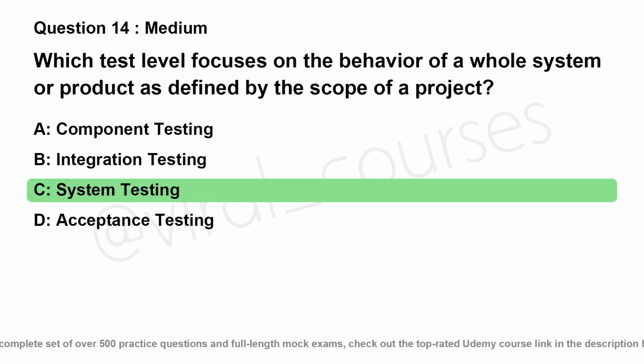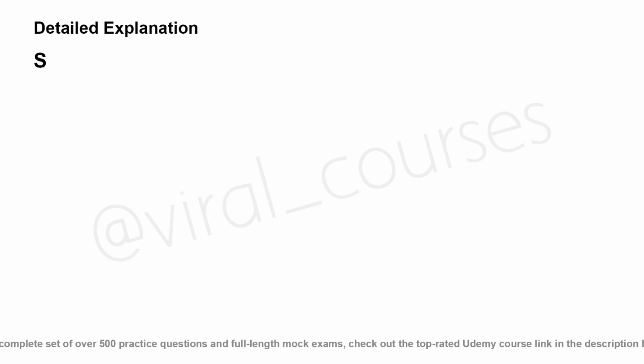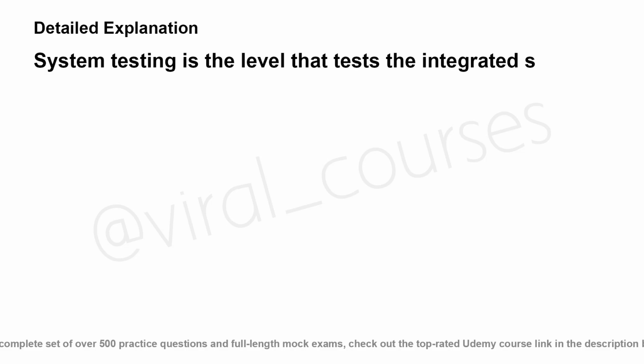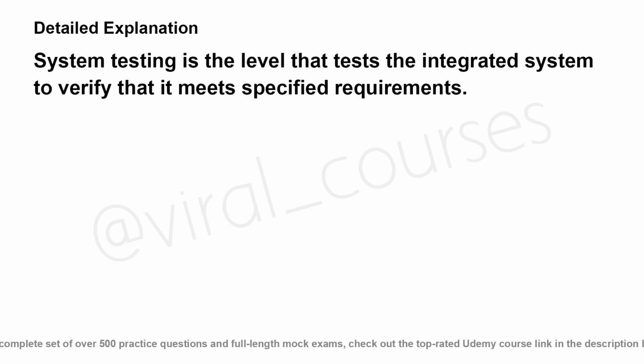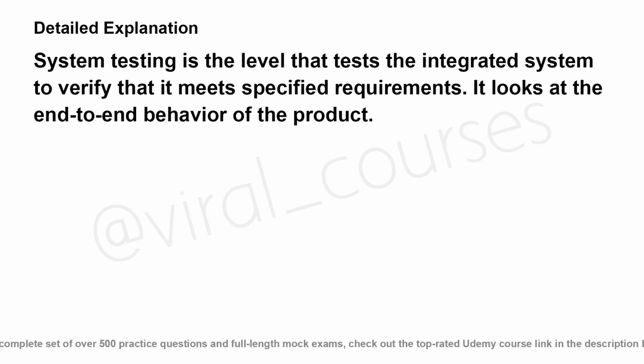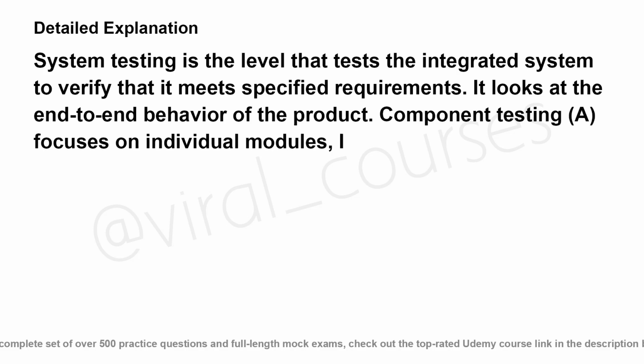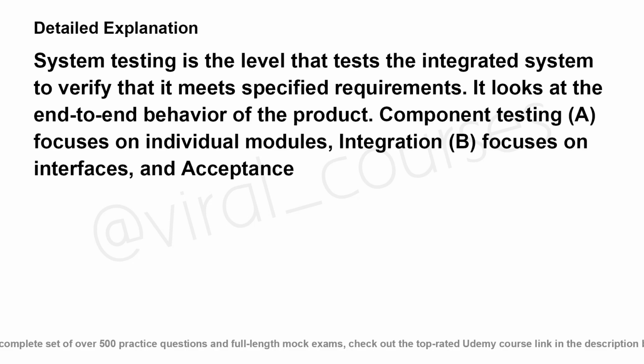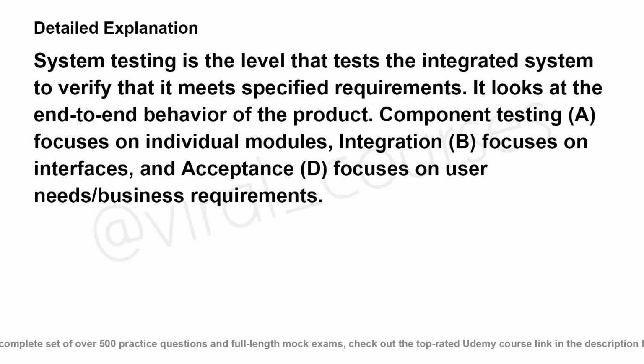The correct answer is C. System testing is the level that tests the integrated system to verify that it meets specified requirements. It looks at the end-to-end behavior of the product. Component testing (A) focuses on individual modules. Integration (B) focuses on interfaces. And acceptance (D) focuses on user needs and business requirements.